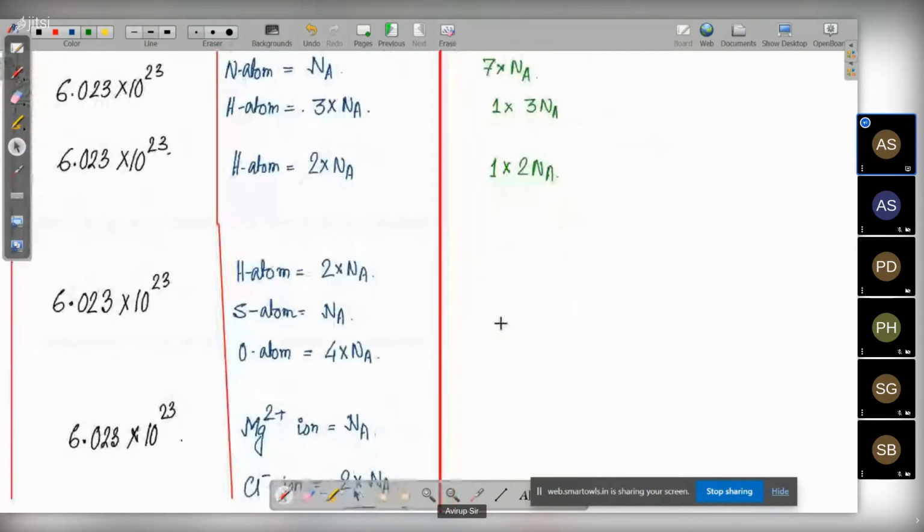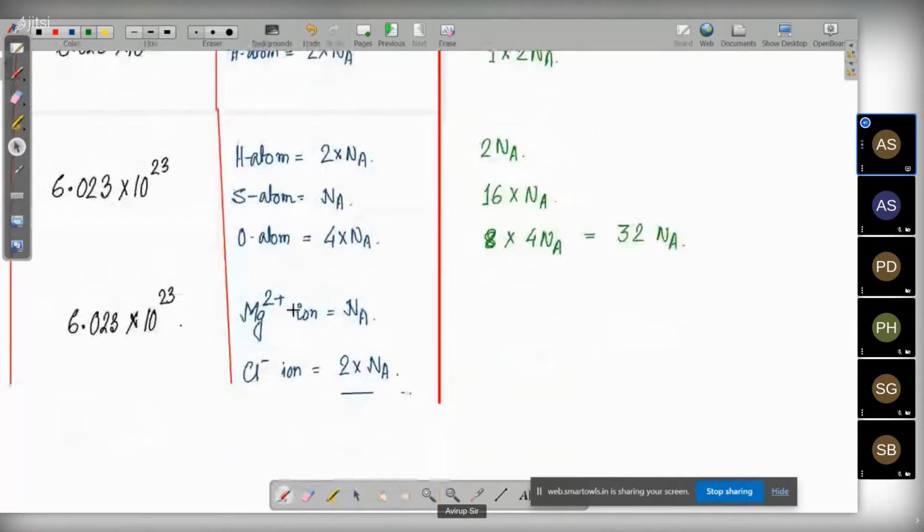Then here, the same also. How many sulfur electrons are there? The atomic number of sulfur is 16. So one atom of sulfur has 16 electrons, and Avogadro number of atoms will have 16 into Avogadro number of electrons. Then one oxygen has 8 electrons, so 4 into 8 into Avogadro number, that is 32 Avogadro number of electrons. This many electrons are present.